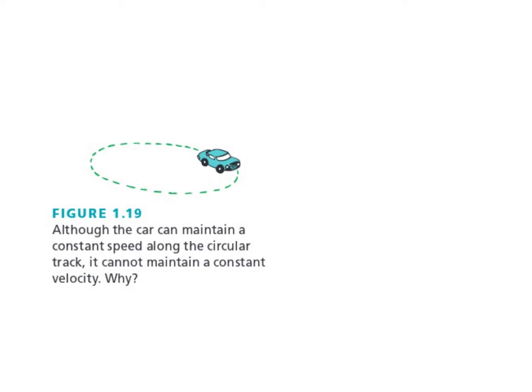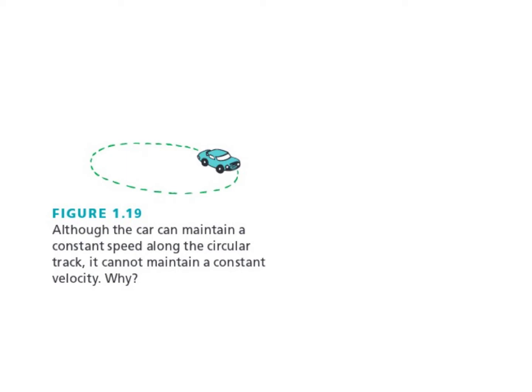Now, let's look at this figure from your textbook. It asks a question. It says, although the car can maintain a constant speed, let's say it's going 10 miles an hour around this circle, that 10 miles an hour is the constant speed, it cannot maintain a constant velocity. Why not? What did we say matters with the velocity? The direction. What we mean when we say the direction matters is that if it's a different direction, it's a different velocity. For any vector quantity, if it's a different direction, it's a different vector.